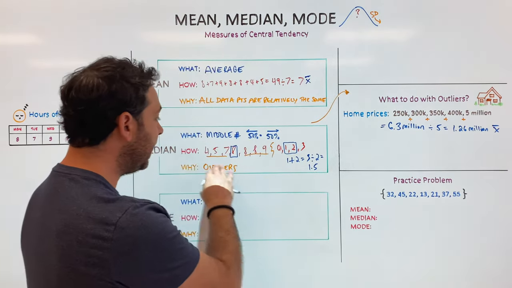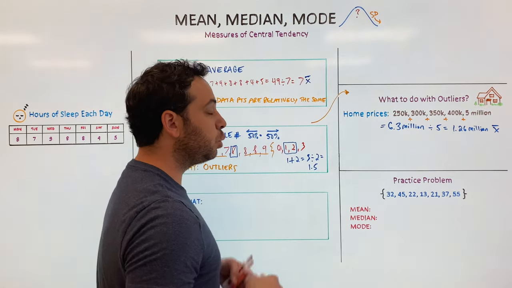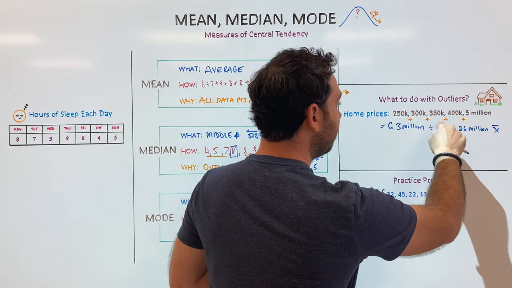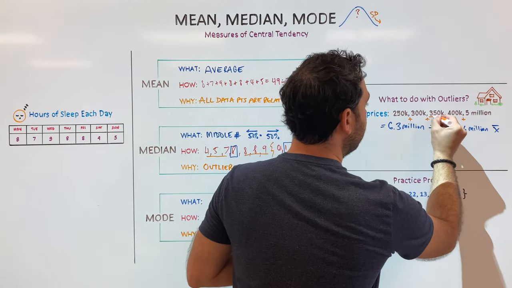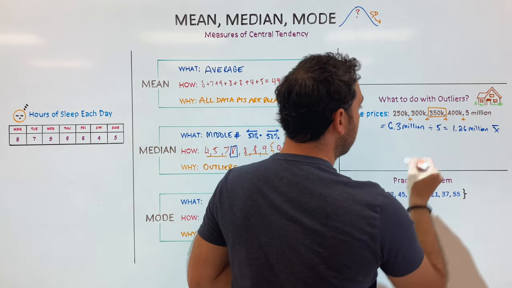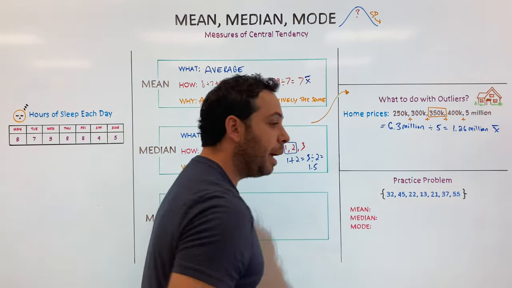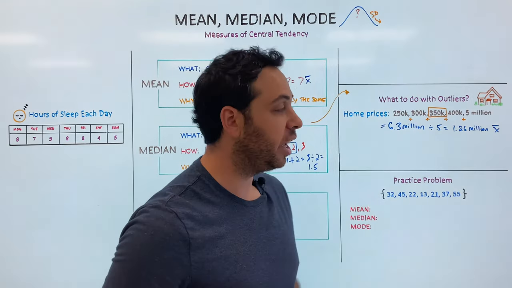Instead, the median is a better representation or measure of central tendency in our data. So what would be our median? Well, the numbers are already in order: 250, 300, 350, 400, 5 million. What is in the middle? 350,000 is our median because we have two digits on the right and two digits on the left. And because of that, it seems like much more attractive of a neighborhood.